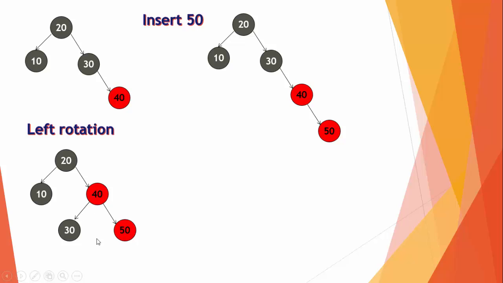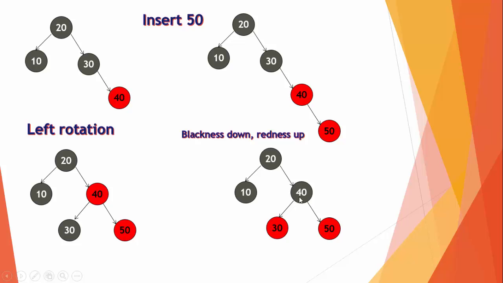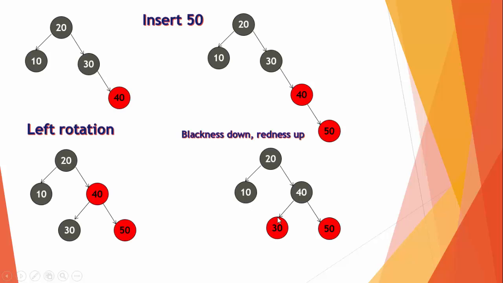as shown, and then change the colors between the parent and this node. So 40 will become black and 30 becomes red.